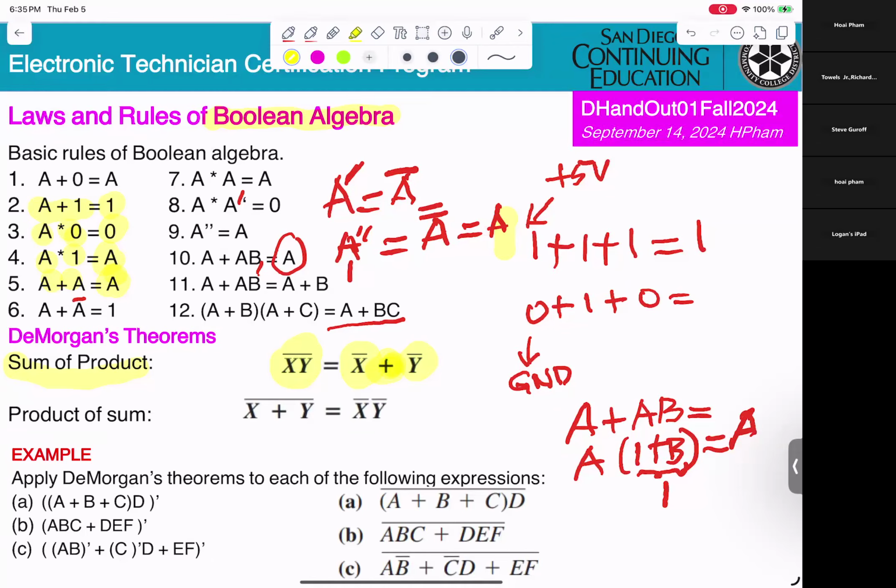Okay, and product of sum. If you get X plus Y, over bar, you want to take the bar out. So you take it out. X will be not X, Y will be not Y. The only thing is, all here will be AND. Okay?